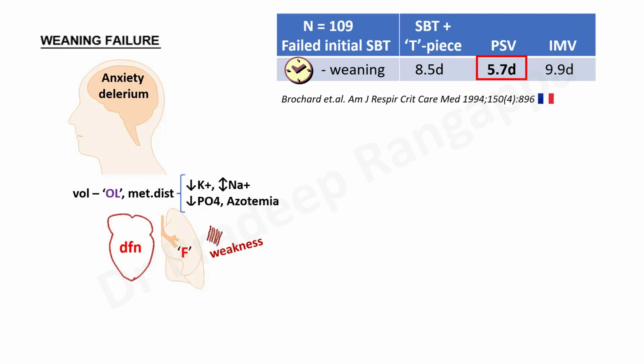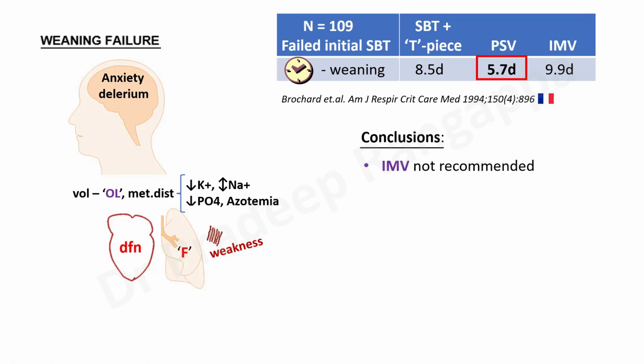Very briefly, we'll look into the studies comparing spontaneous breathing trial and pressure support. This was a study from the French group where they looked at 109 patients comparing spontaneous breathing trial with a T-piece against pressure support, and they saw the duration of weaning was significantly less when pressure support ventilation was used as opposed to T-piece or intermittent mandatory ventilation.